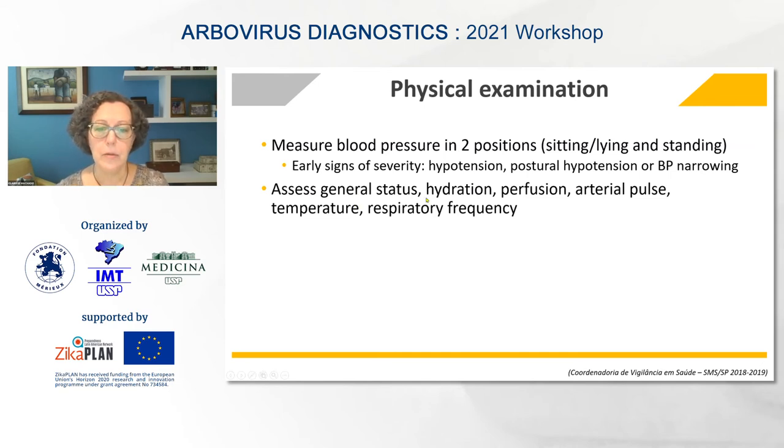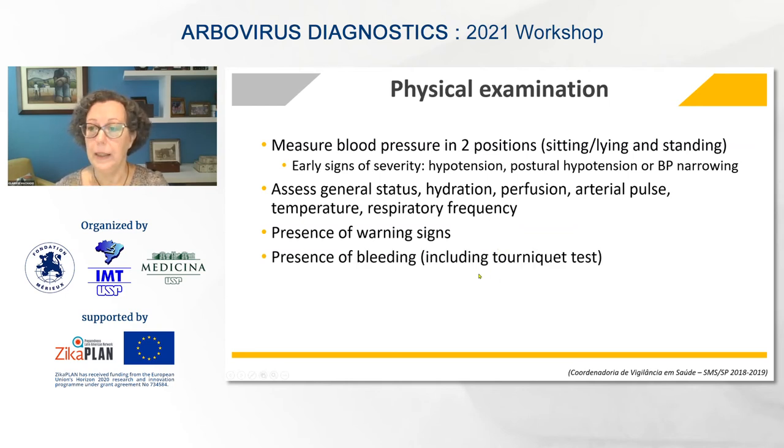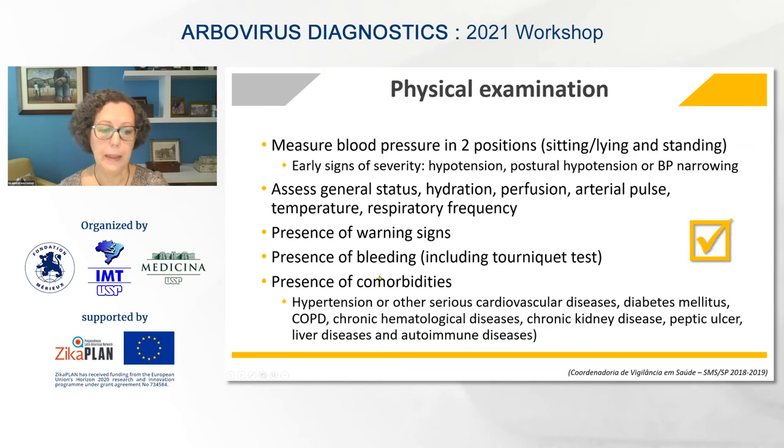Assess the general status of the patient and the grade of hydration, perfusion, arterial pulse, temperature, and respiratory frequency. Check for the presence of warning signs. In the next slides, I'll show which are the warning signs. The presence of bleeding, and if they are not evident, do the tourniquet test to check for bleeding. And the presence of comorbidities, as I have already mentioned in the slide before.